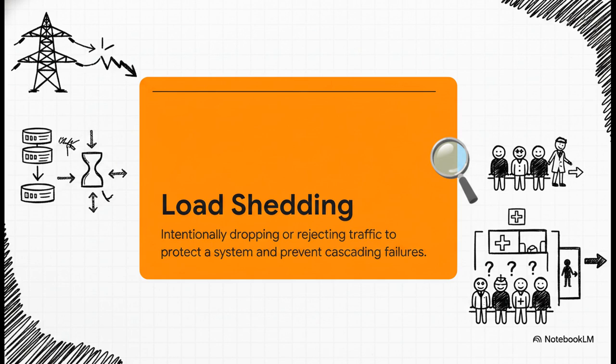Think of it like triage in a hospital emergency room. When resources are completely tapped out, the doctors are swamped, and the waiting room's overflowing, you just can't treat everyone at once. You have to prioritize the most critical, life-threatening cases first, and unfortunately make the others wait or turn them away. Because if you don't do that, the entire hospital collapses, and literally no one gets saved. In software, when back pressure builds, you must shed the load to survive.